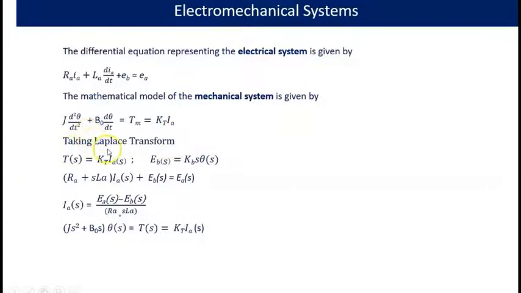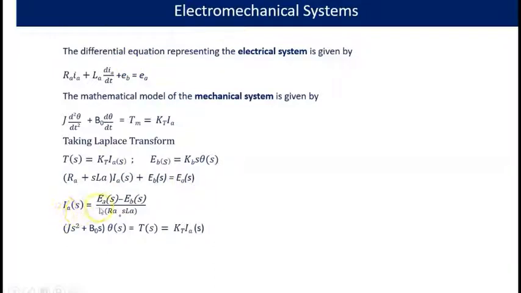Now take the Laplace transform in order to find theta of S by EA of S. So take the Laplace transform of these equations. T of s is equal to KT Ia of s, EB of s is equal to KB s theta of s, because of d theta by dt, so apply the differentiation theorem: s theta of s. Similarly, for this equation, Ra plus s LA, because of dIa by dt we have to apply the differentiation theorem. That is why s is here. Ia of s plus EB of s is equal to EA of s.